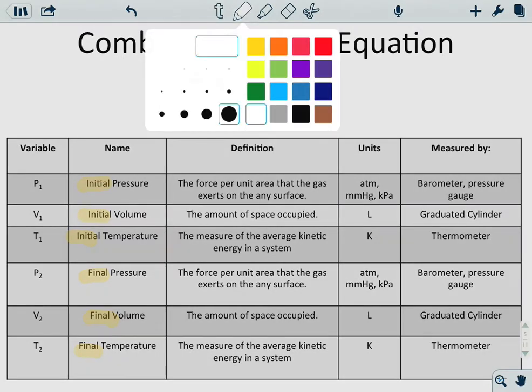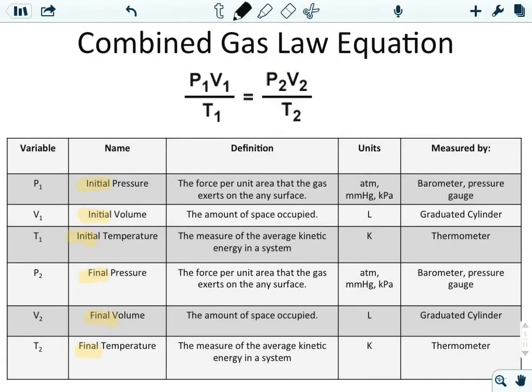Things to make sure we check out when we're doing these equations: make sure that the units of pressure match up. So whatever the pressure is initially, that unit has to be used for P2 as well. Our standard unit for volume is going to be liters. It doesn't have to be when we're using this equation, but our temperature has to be in Kelvin, so that has to be in K. Things to look out for when we're using these and solving for Boyle's, Charles's, and Gay-Lussac's, or using the combined gas law.